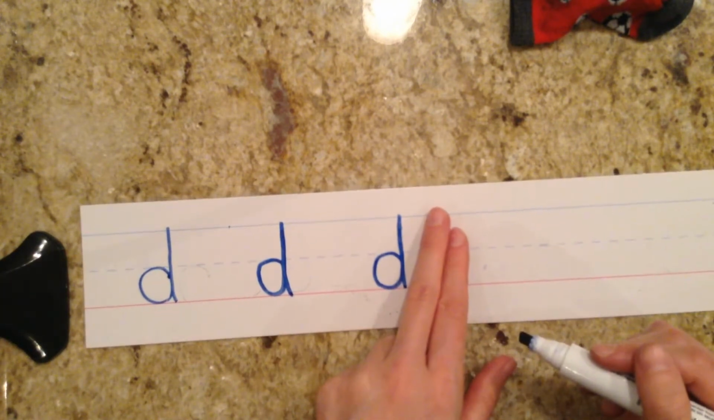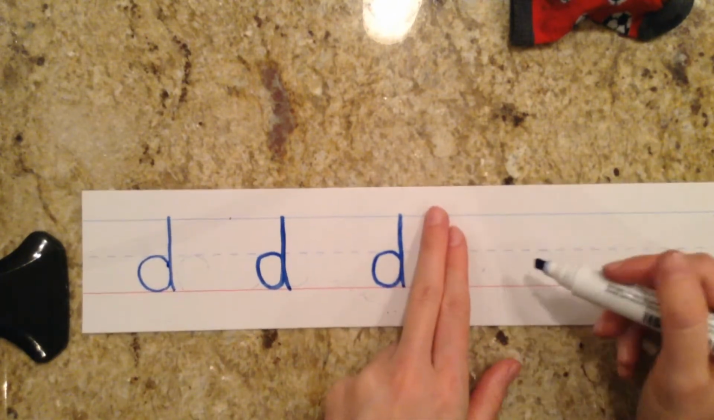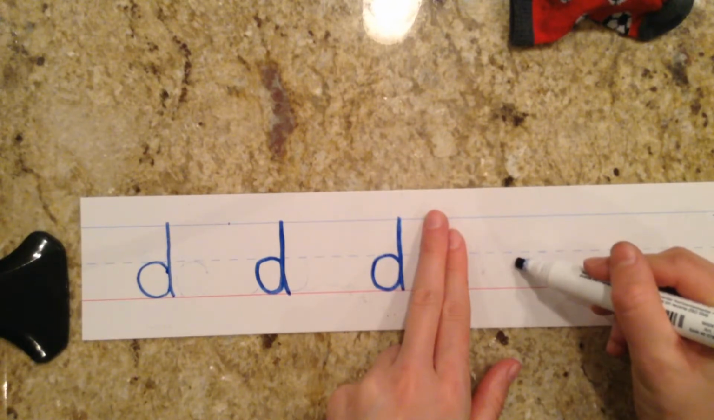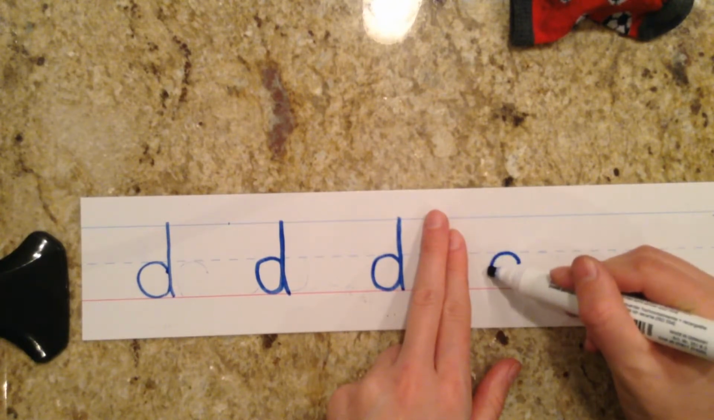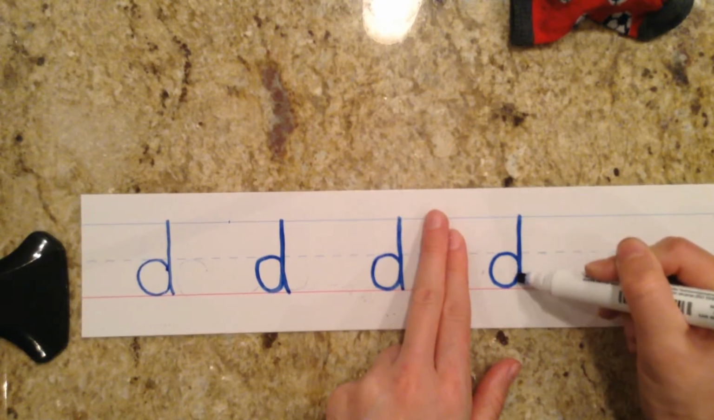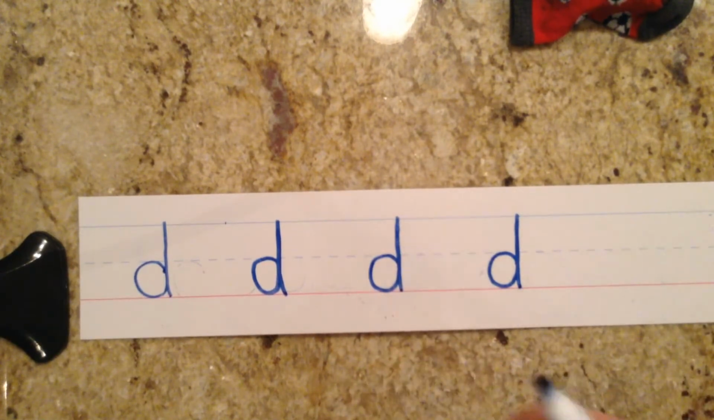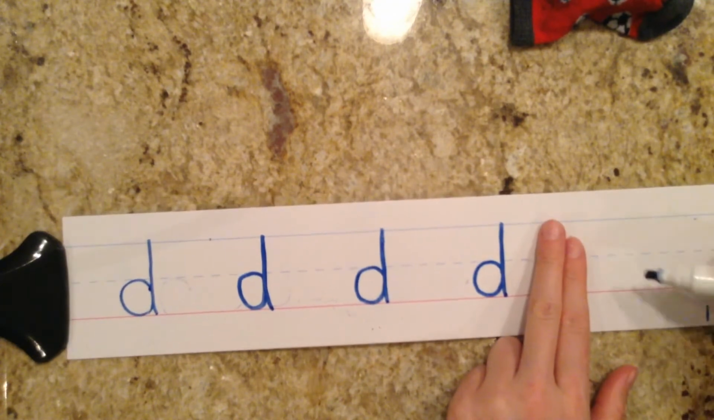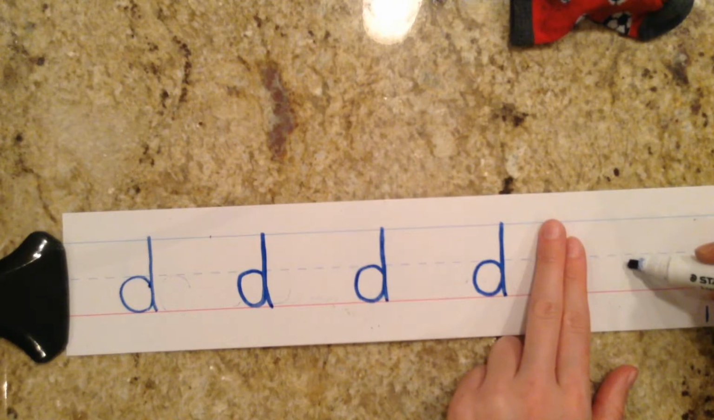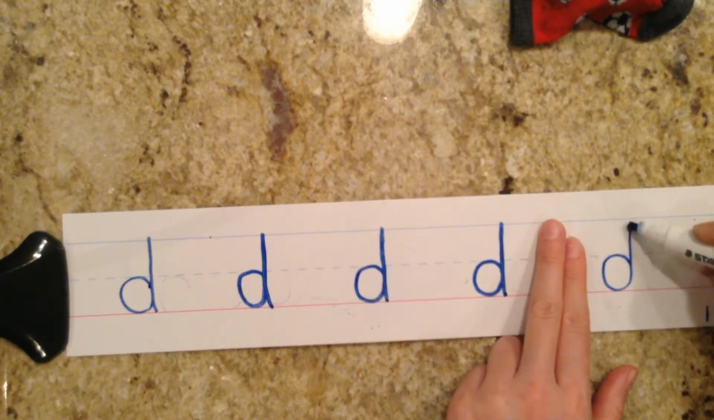Remember, we're printing the circle part of the d first because when we read a book, that's the first part of the letter we come to. Start below the dotted line, backwards rainbow, curve all the way around, go way up, and straight down to the ground. In a lowercase d, you never pick up your pencil or marker. It stays down the entire time. Let's do one more. Start below the dotted line, backwards rainbow, curve all the way around, go way up, and straight down to the ground.